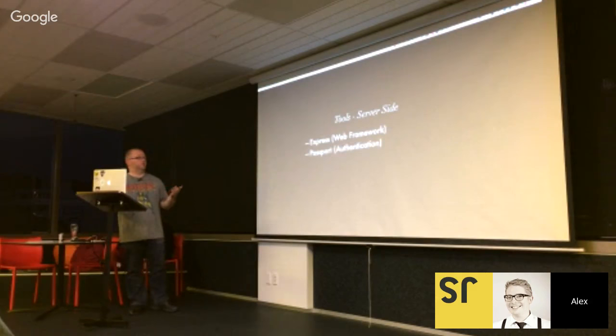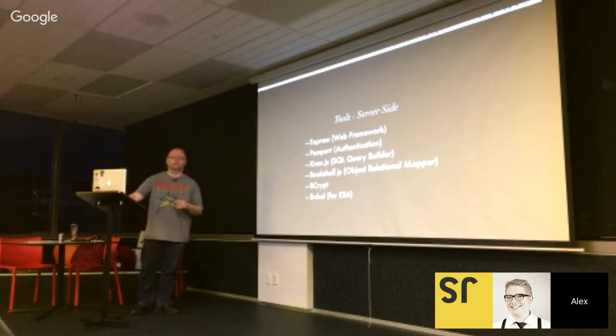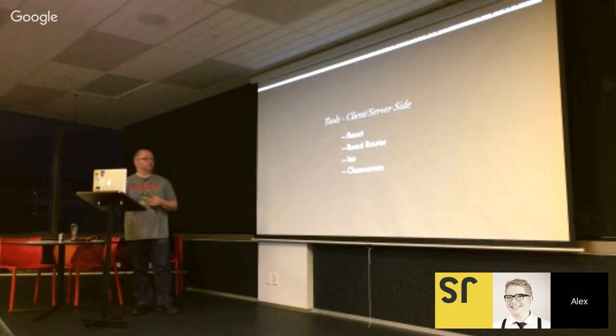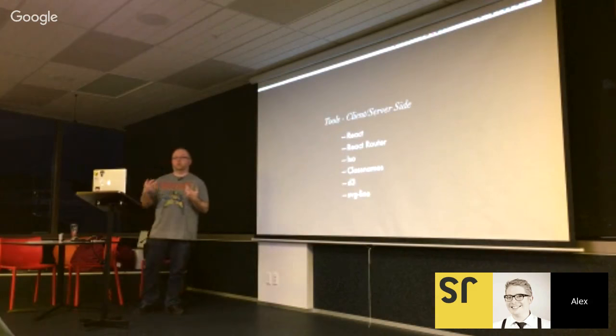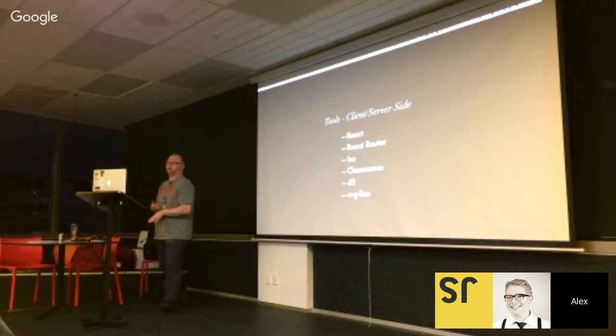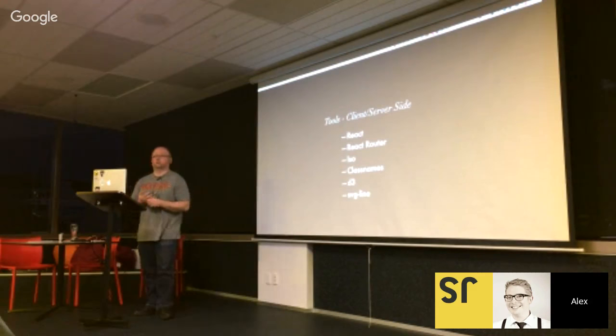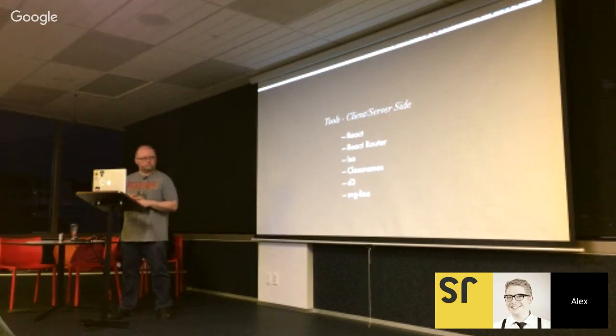So the tools that I used: Express, Passport, Knex, Bookshelf, Bcrypt, because you don't ever store your passwords in plain text, Babel, React Router, ISO, classnames, D3, SVG line, because sometimes D3 was a little much. I didn't actually use D3 for rendering. I used it for all of the scale and that sort of thing, though, because there were lots of charts involved. So yes, thanks.